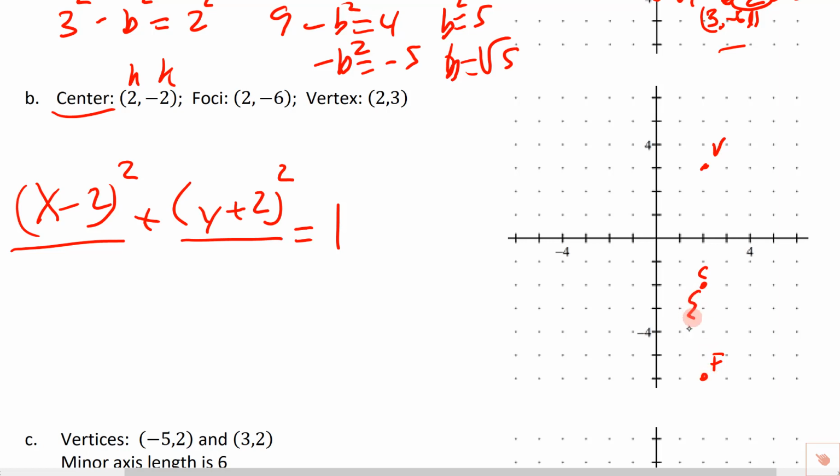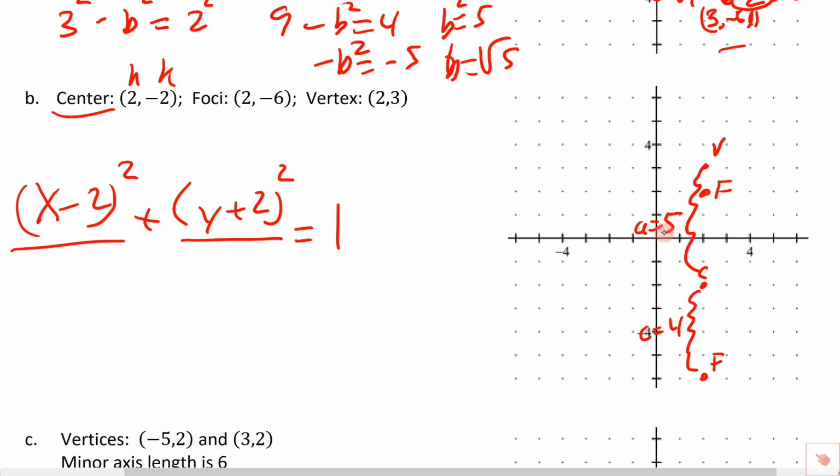So if you'll notice, this distance right here is 4. So we could go 1, 2, 3, 4. We're going to have a focus right there. So that means this is C. And that means we can figure out this right here. Let's see, that would be an A of 5. And I'm going to ask Jack, I need A squared. That's going to be 25.